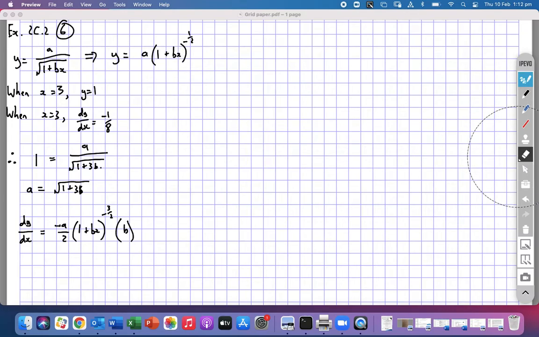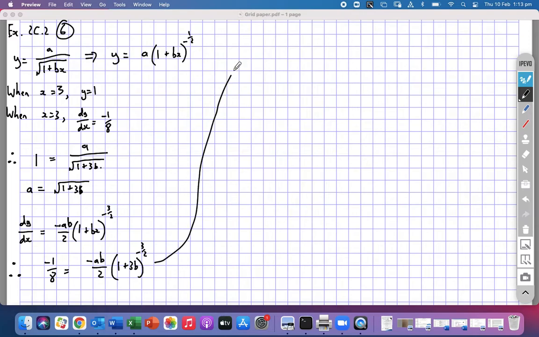We can probably squeeze that in. So if we're multiplying everything by b, I could write my b in here. It looks a bit neater. We know that if x equals 3, this derivative has to equal minus 1/8. I could say therefore minus 1/8 equals minus ab on 2, 1 plus 3b to the minus 3 on 2. So I'm just substituting in x. My x value is 3 and my derivative is minus 1/8.